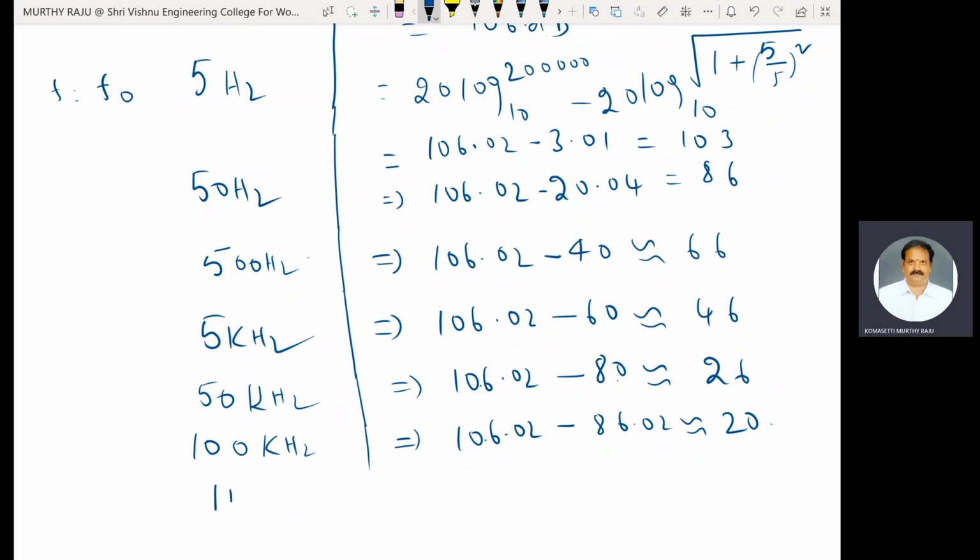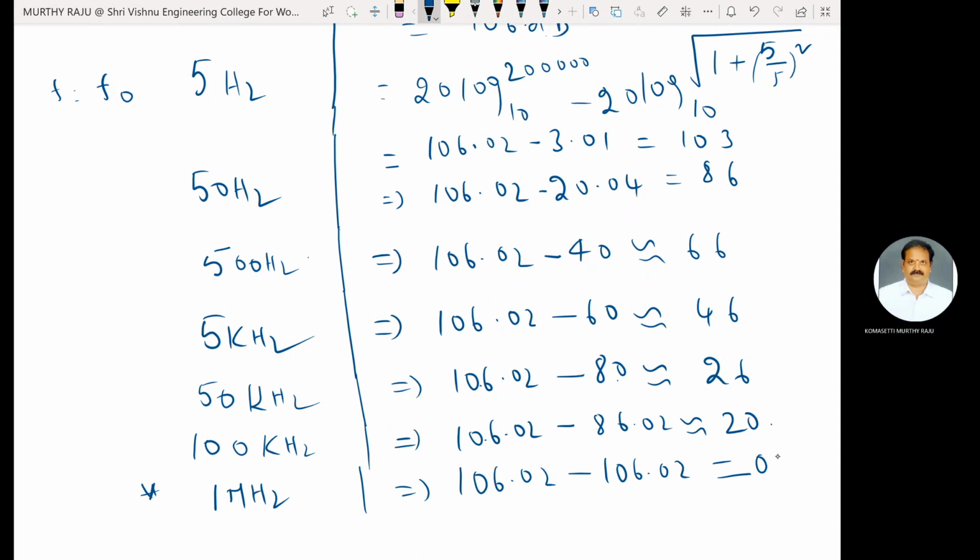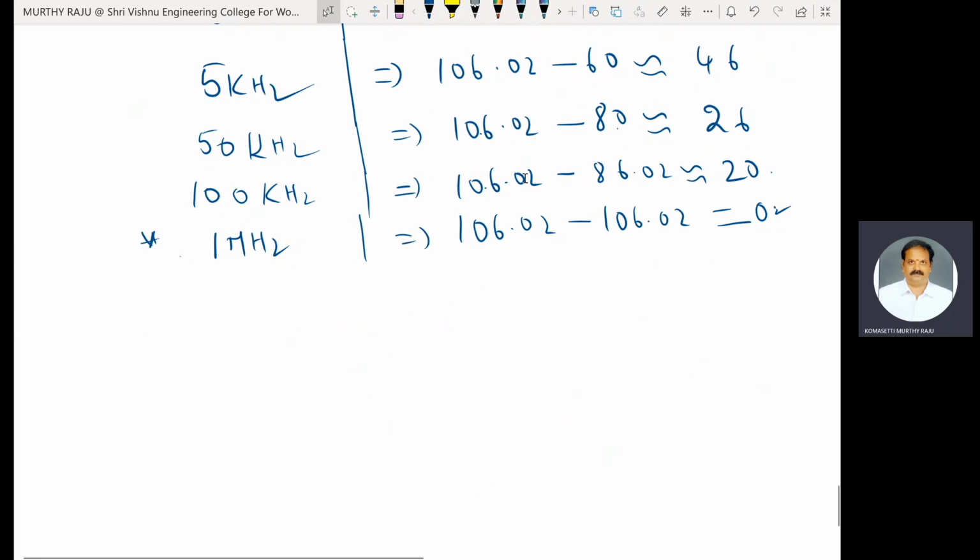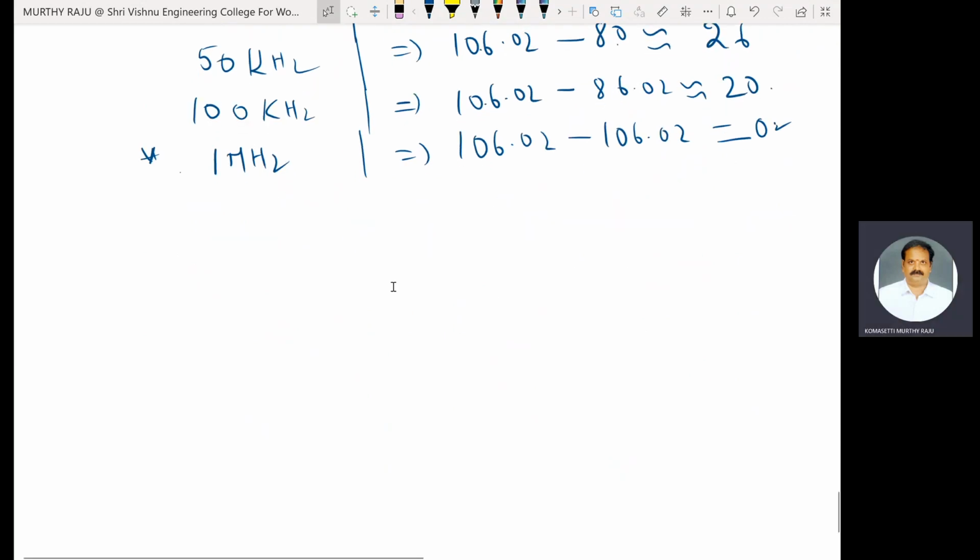At 1 megahertz, that is very, very important. At 1 megahertz frequency, 106.02 minus 106.02 is equal to 0. Zero gain. The open loop gain in dB at 1 megahertz is very, very important. By using these values, draw the open loop frequency response curve of an operational amplifier.